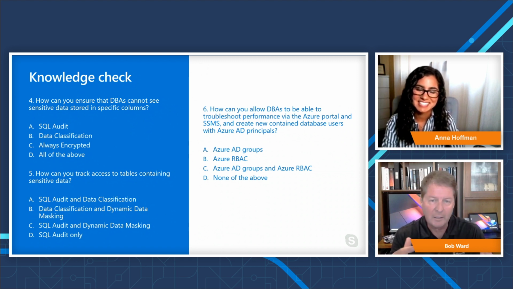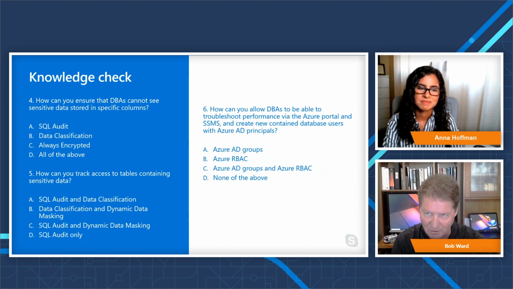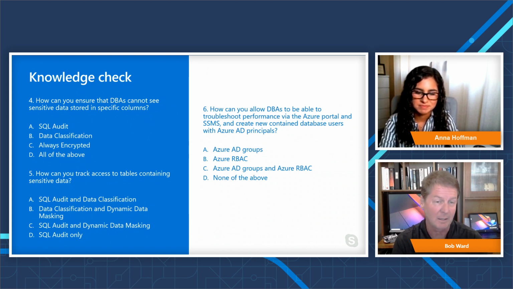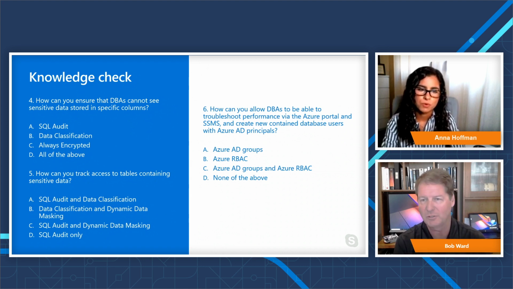So audit is used in combination with classification in some cases for sensitivity. It can't just be audit on its own, and it can't be classification on its own, and it can't be encrypted on its own. So if you look at it from that perspective, the only possible answer is going to be D. But I can see where somebody could look at this and say, auditing doesn't ensure I can't see data. It's just a way for me to track whether I'm seeing sensitive data. What would you say, Anna?